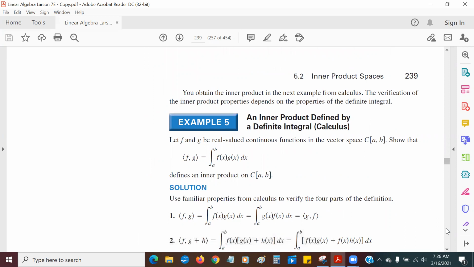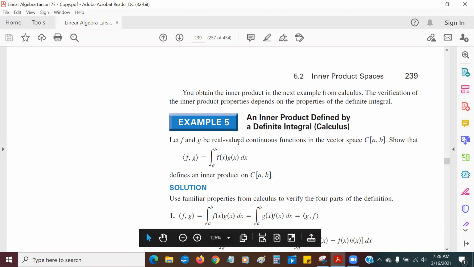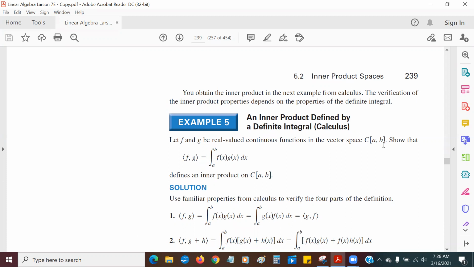Let's use some calculus. It's funny, calculus, as I believe, was a prereq for this course, although, as you see, we're barely doing any calculus. But every so often, we'll throw in a little bit of calculus as it applies to linear algebra. So if f and g are real valued continuous functions in the vector space of continuous functions on the closed interval a comma b.